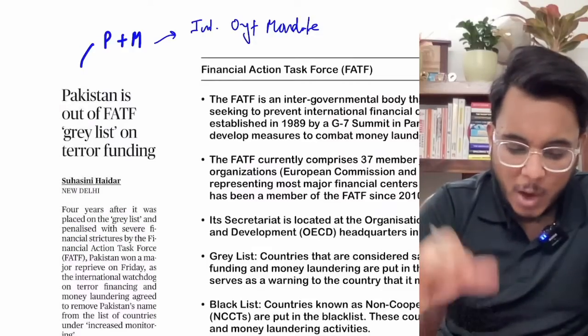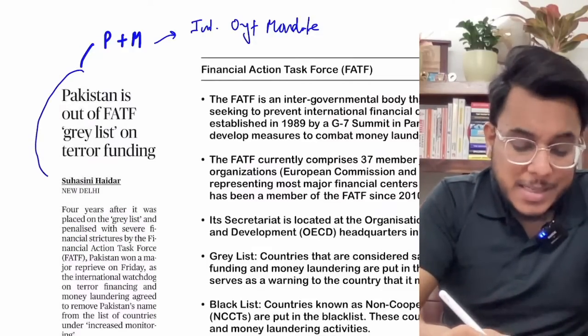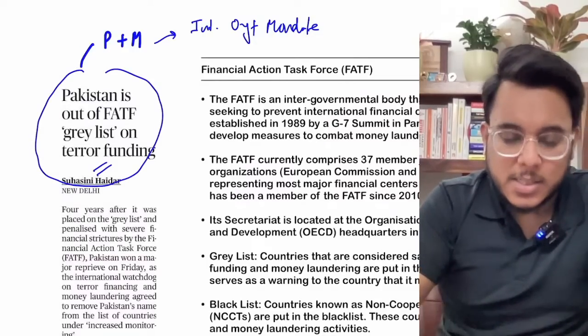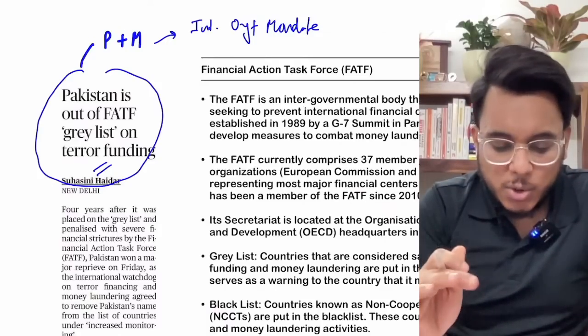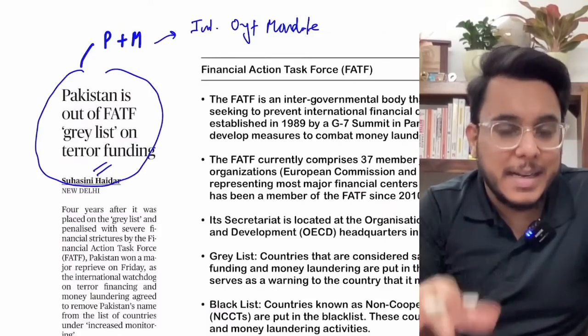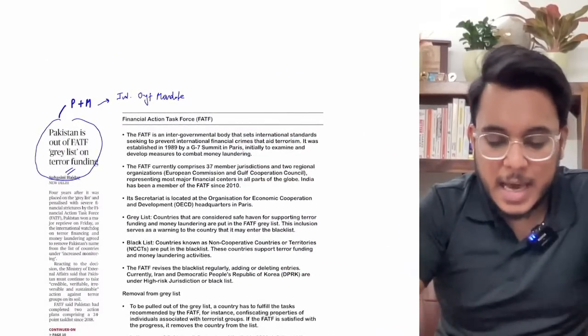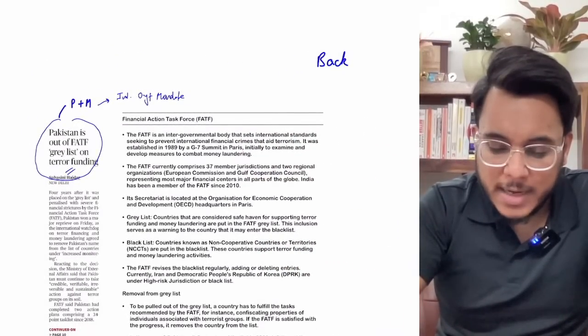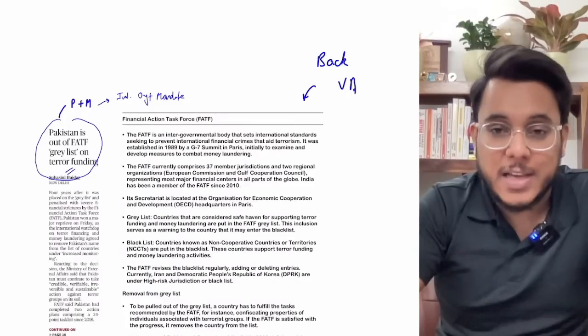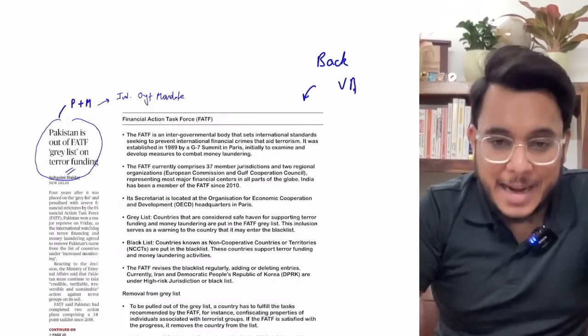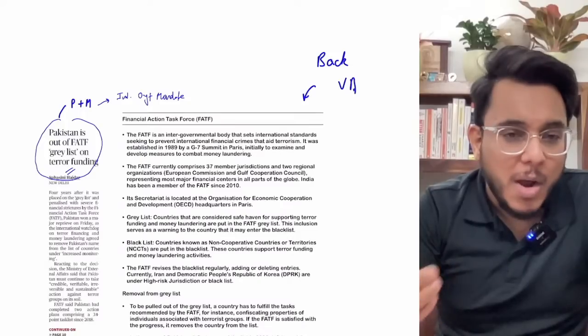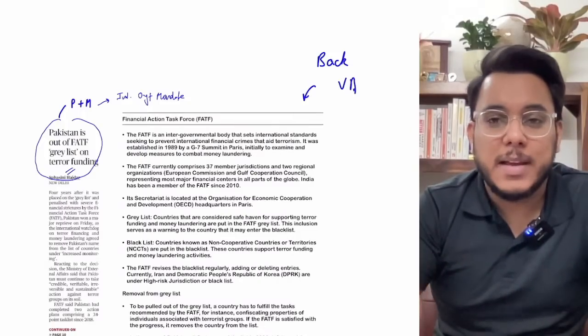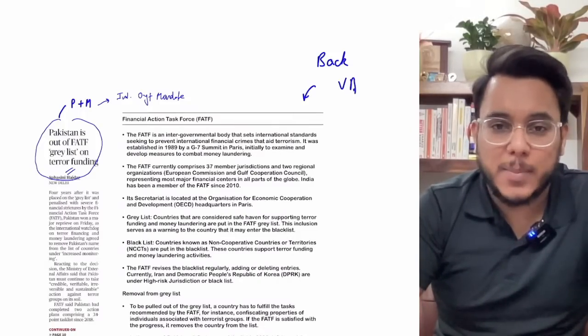There we'll see that. Now, the article reads that Pakistan is out of the FATF grey list on terror funding. Okay, so we'll first of all be seeing the entire background as well as the value addition, that what the FATF is, why Pakistan was added into the grey list, and now why it has been removed, and what will be the implications on India by that particular thing.